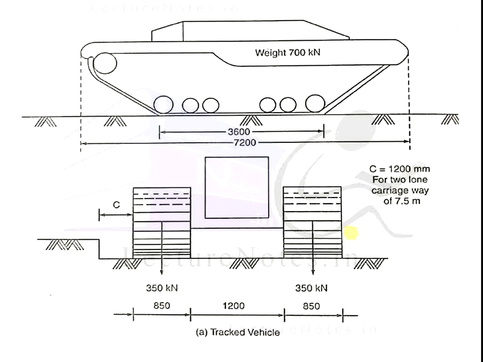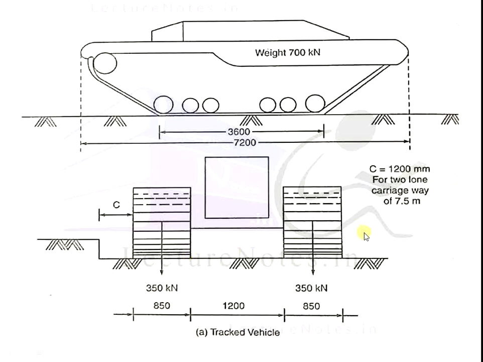In this image, you can see the first Class A loading type, that's a tracked vehicle. This is the image of the military tank. The weight of the military tank is 700 kilonewton. The length of the military tank is 7200 mm. The wheel distance is 3600 mm.